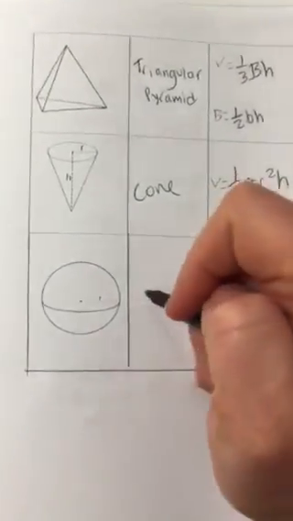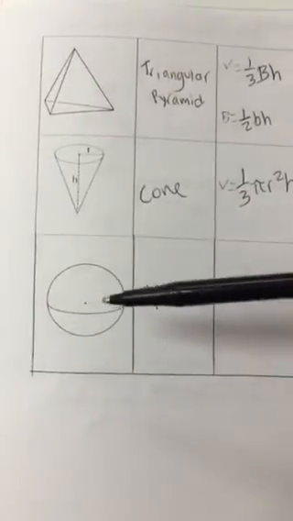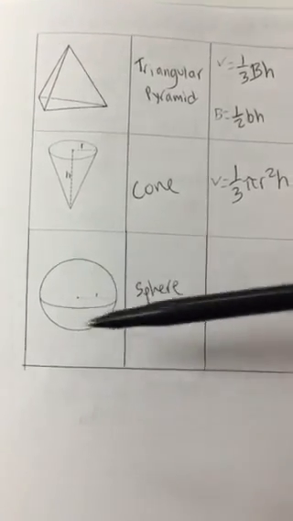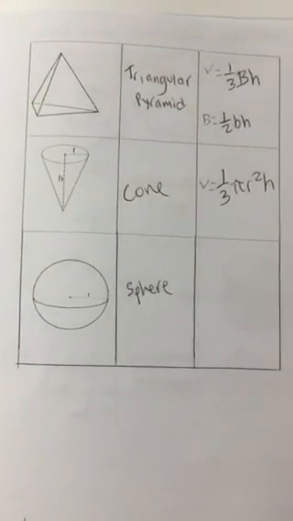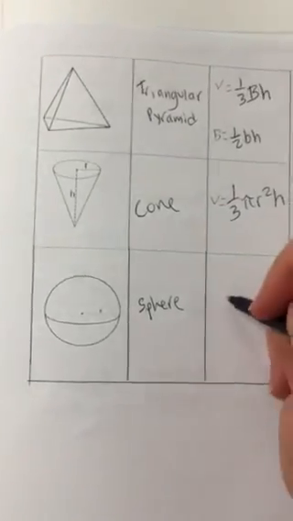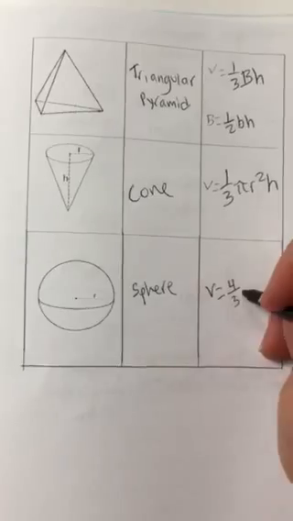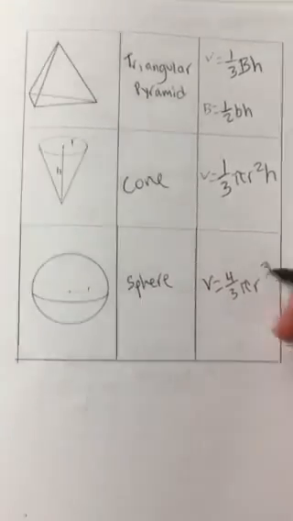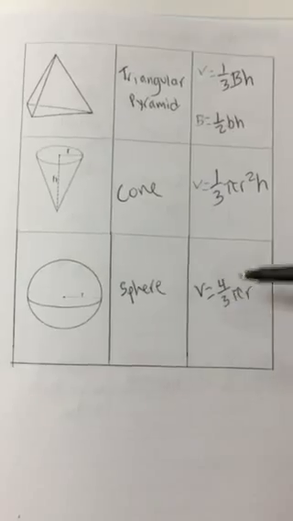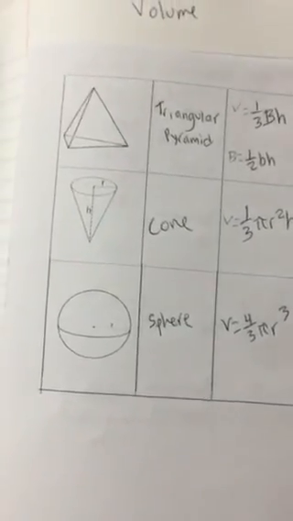And the last one we have is a sphere. In a sphere, your radius is the distance from the center of the sphere to any point on the sphere. The volume formula for a sphere: volume equals 4/3 pi r cubed. So you're going to fill in your radius, cube it, multiply it by pi, multiply it by 4/3. So there are your volume formulas.